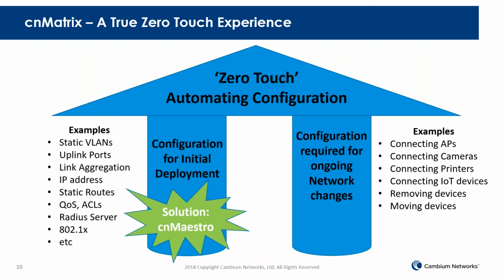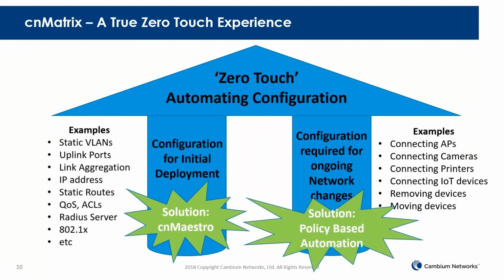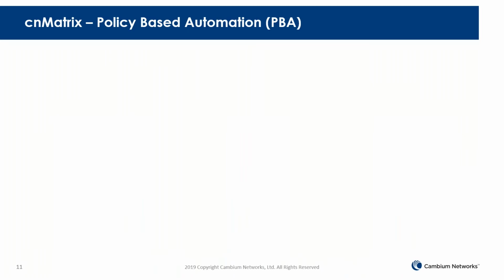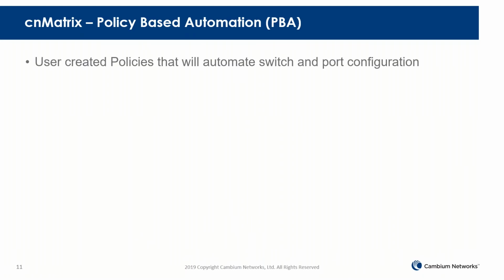It's also nice to keep your configuration on your switch well maintained and cleaned up. So connecting devices, removing devices, or moving devices from one port on one switch to another port on the same switch, or to another port on a different switch. All these examples require you to do some configuration on that switch. So the question here is, for zero touch, how do you automate that type of configuration? And the answer here at Cambium is the feature policy-based automation. So let me go to the next slide, and I'm going to talk about what PBA really is.